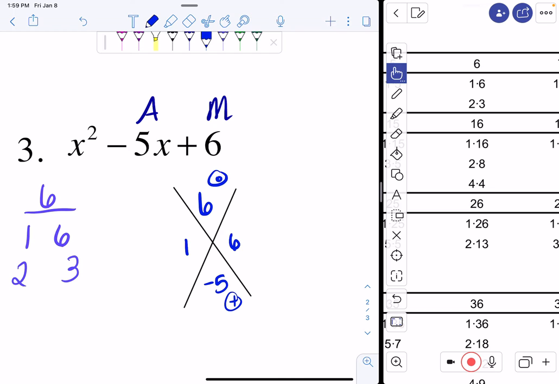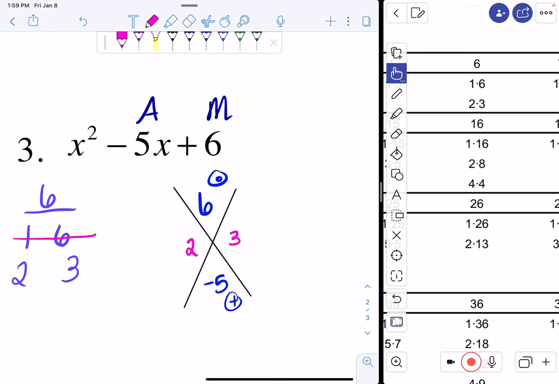But here's what else I can do. I can make them both negative. Negative 1 times negative 6 is a positive 6. But negative 1 plus negative 6 is not negative 5, it's negative 7. So I cannot use my 1 and my 6, which means it has to be my 2 and my 3.